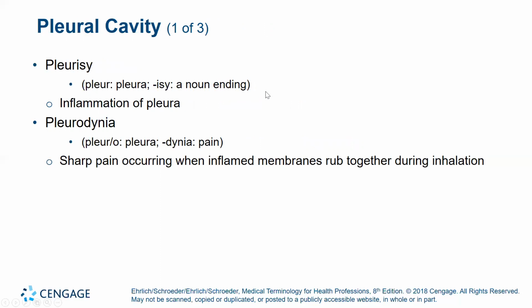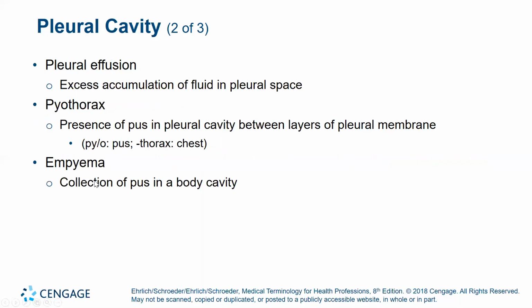Let's take a look at the pleural cavity. So pleurisy, some terms here, is just inflammation of the pleura. You can see in this term here, P-L-E-U-R is pleura, I-S-Y is a noun ending. Pleurodynia, dynia is pain, and pleur is pleura. It's a sharp pain occurring when inflamed membranes rub together during inhalation, pleurodynia. We have pleural effusion. This is excessive accumulation of fluid in the pleural space.